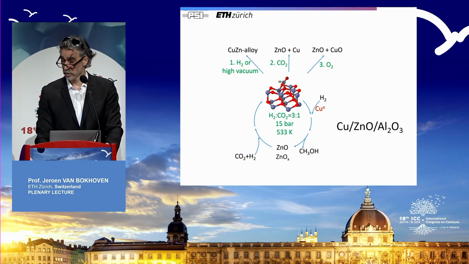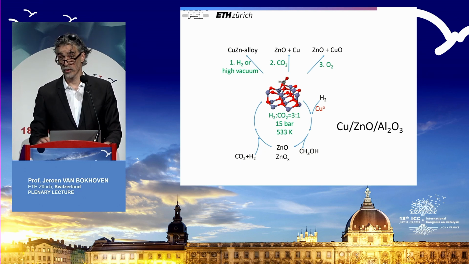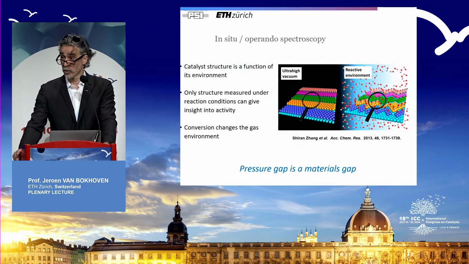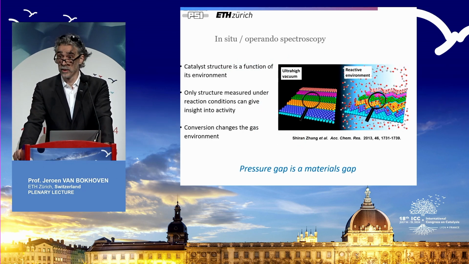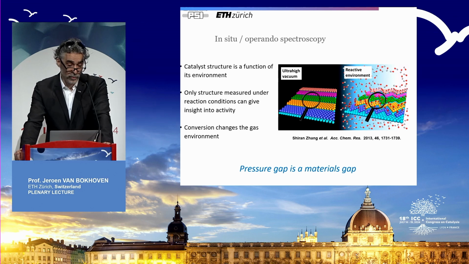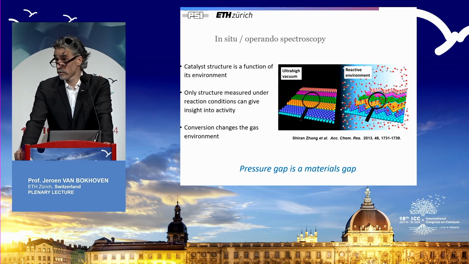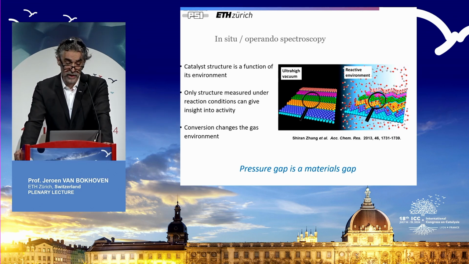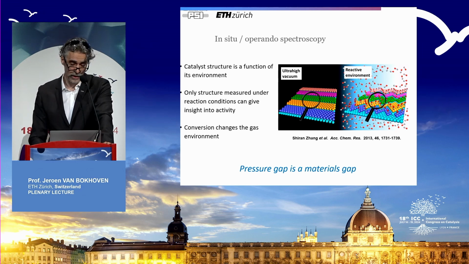So the system is, I would say, a beautiful multi-component catalyst where the multiple components are co-contributing, having a large synergy. So let me now go back to the in situ operando. Again, let me summarize. The catalyst structure is a function of its environment. And the premise that comes with that is that only the structure that we measure under reaction conditions can give insight into its activity. Keep in mind that conversion is changing the composition of a gas. The pressure gap really is a materials gap.